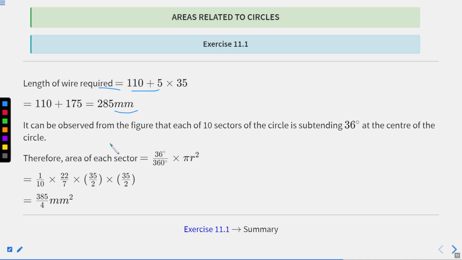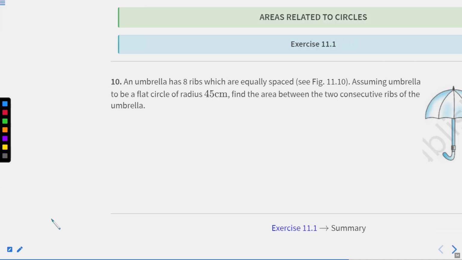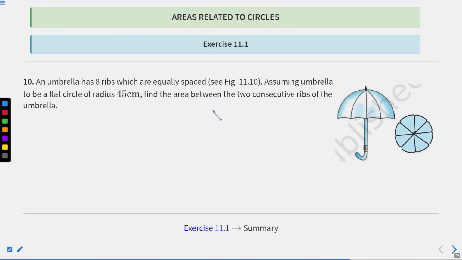So it can be observed from the figure that each of the 10 sectors of the circle is subtending 36 degree at the center of the circle. Therefore the area of each sector is 36 degree by 360 degree into pi r square, that is equal to 1 by 10 into 22 by 7 into 35 by 2 into 35 by 2, that is equal to 385 by 4 millimeter square. Now let us move to question number 10.